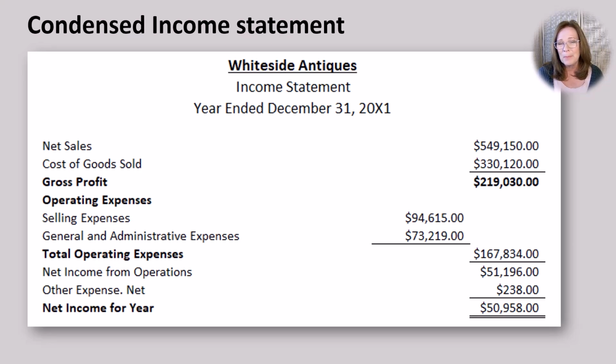In those cases, it might be enough to provide a condensed income statement. A condensed income statement provides the minimum necessary information, but not more than that. In this case, the net sales, cost of goods sold, selling, and general and administrative expense totals, and then net income from operations, other expenses or income, and finally, net income for the year.